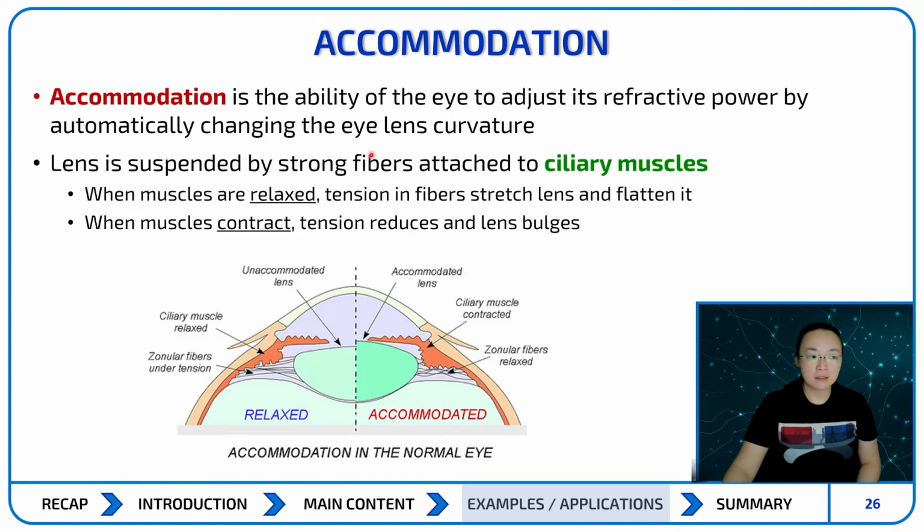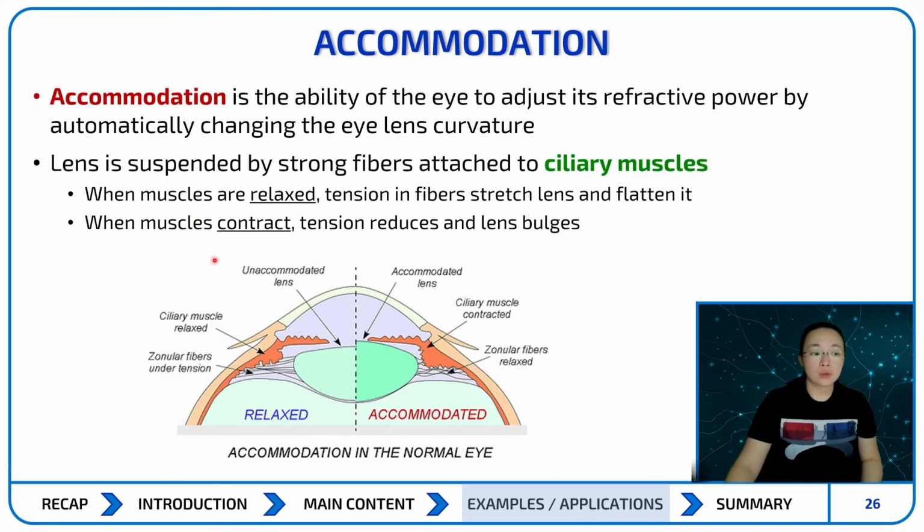So the key thing is that when we talk about accommodation, it's how the lens is able to adjust its refractive power, and it's completely controlled by the ciliary muscles of our bodies. When the ciliary muscles are relaxed, the tension in the fibers is going to stretch the lens and flatten it. In this case, a larger R is going to reduce your refractive power, and the eye will be able to focus more on distant objects.